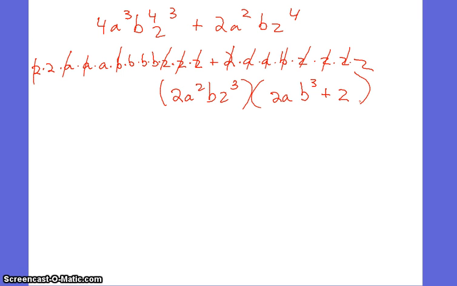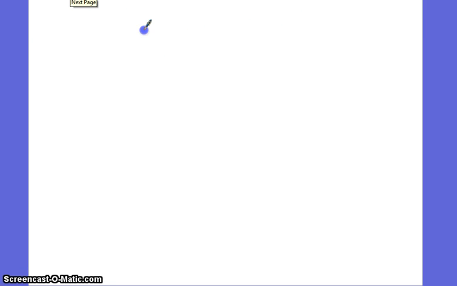Now, if you think you can get away without writing stuff out, this is what you would do. 6A squared X squared plus 2A to the third, X to the third, plus 4A to the fourth, X to the third.